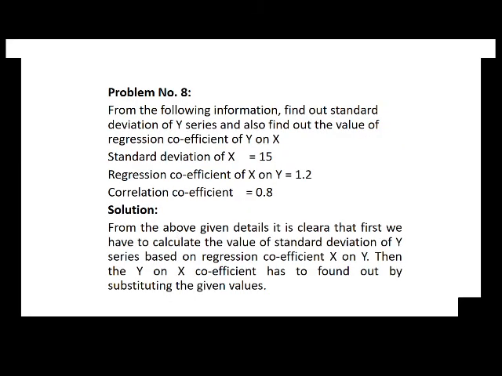So problem number 8. From the following information, find out the standard deviation of y series and also find out the value of regression coefficient of y on x. Standard deviation of x is equal to 15. Regression coefficient of x on y is equal to 1.2. Correlation coefficient is 0.8. From the above given details, it is clear that first we have to calculate the value of standard deviation of y series based on the regression coefficient x on y. Then the y on x coefficient has to be found out by substituting the given values.